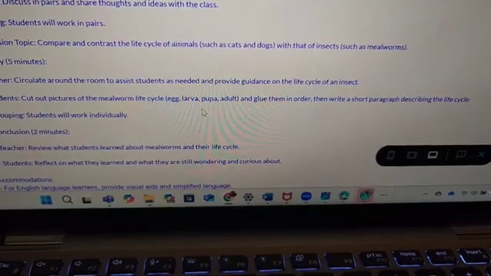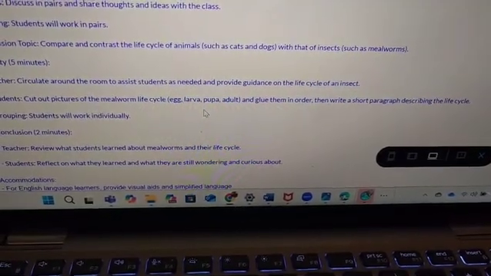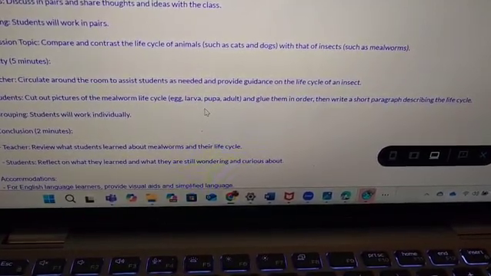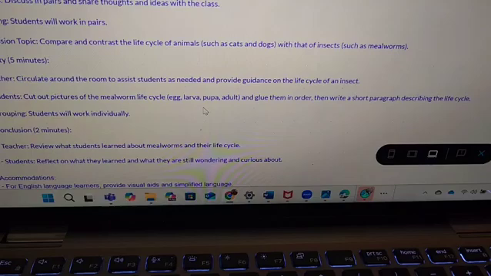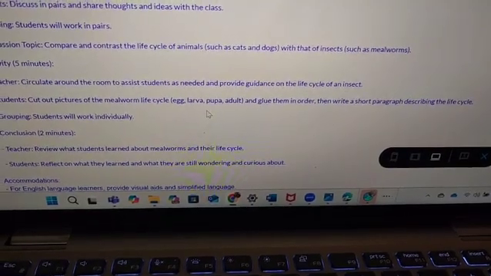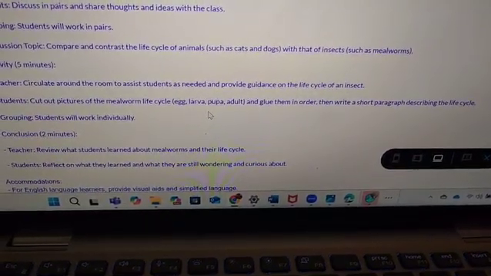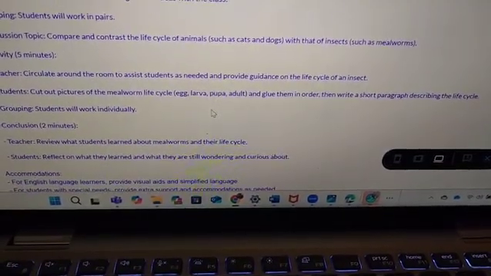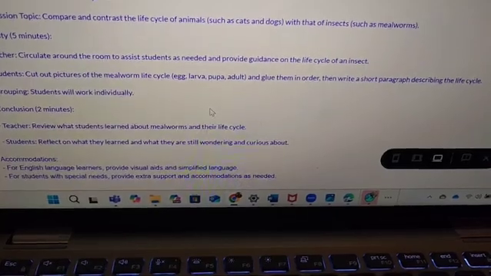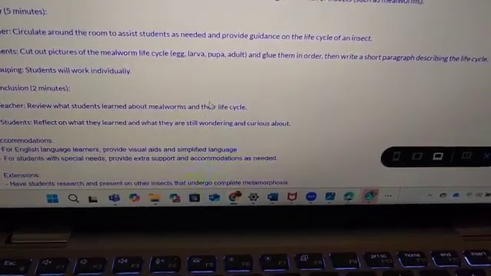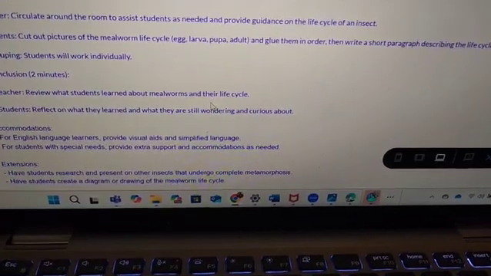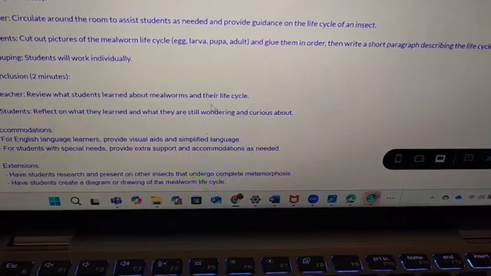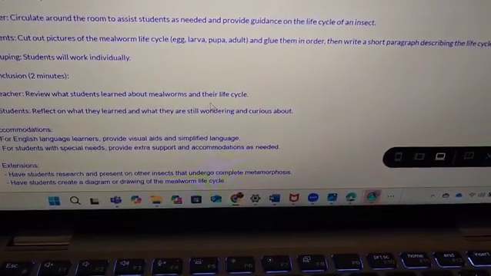cat or a dog. Now, does a baby cat or a dog look like a worm while it's growing? Or does it look like its mom or the adult? Turn around and discuss this with your partner. Right, and now tell the class, what is it? That's right, the baby cat or the baby dog, the kitten or the puppy, they look like the adults.